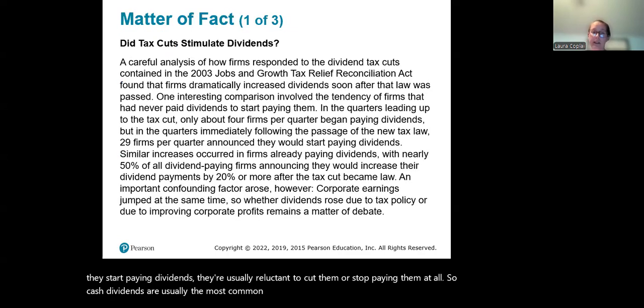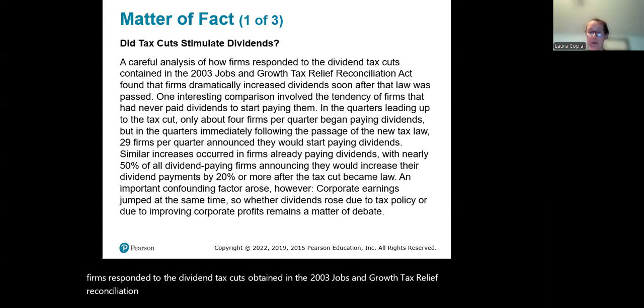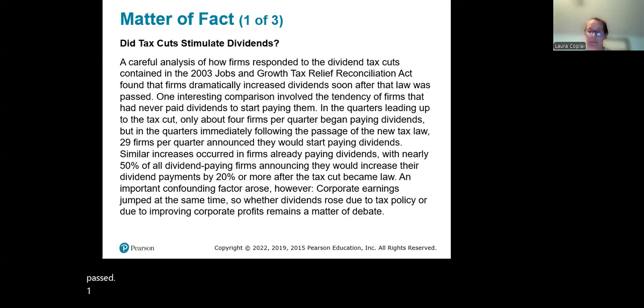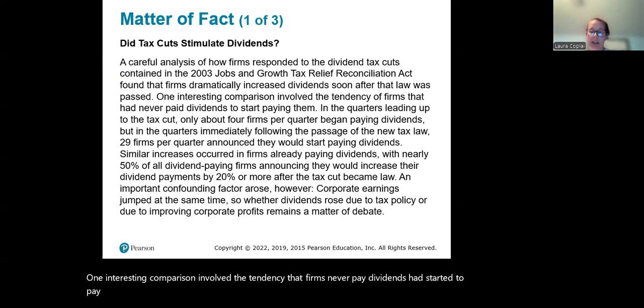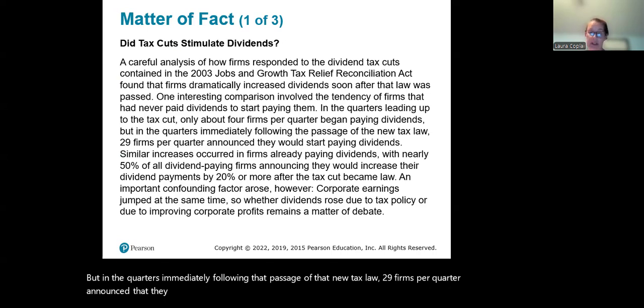So here's a matter of fact. A careful analysis of how firms responded to the dividend tax cuts obtained in the 2003 Jobs and Growth Tax Relief Reconciliation Act found that firms dramatically increased dividends soon after that law was passed. One interesting comparison involved the tendency of firms that had never paid dividends to start paying them. In the quarters leading up to the tax cut, only about 4 firms per quarter began paying dividends. But in the quarters immediately following the passage of that new tax law, 29 firms per quarter announced that they were going to start paying dividends.